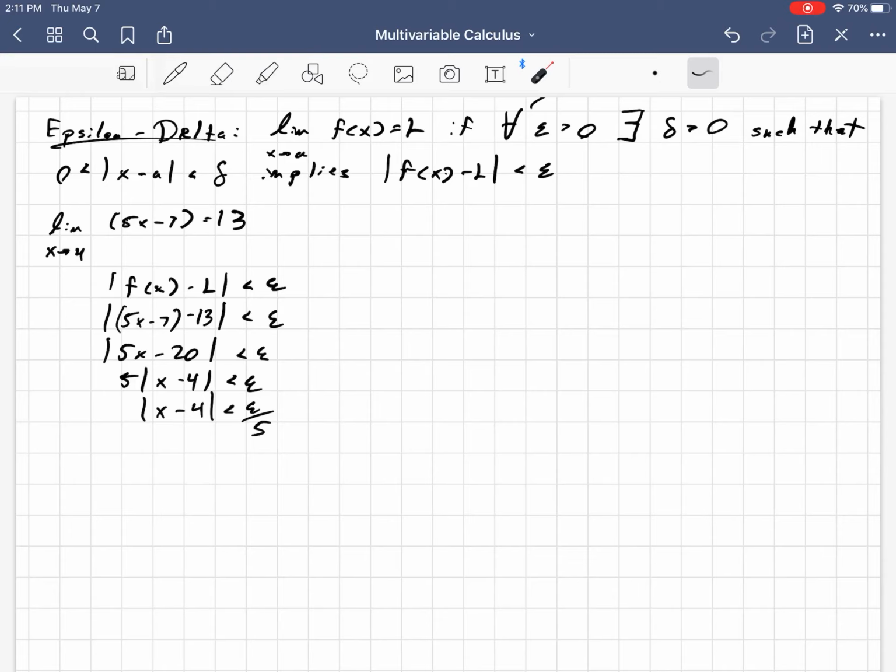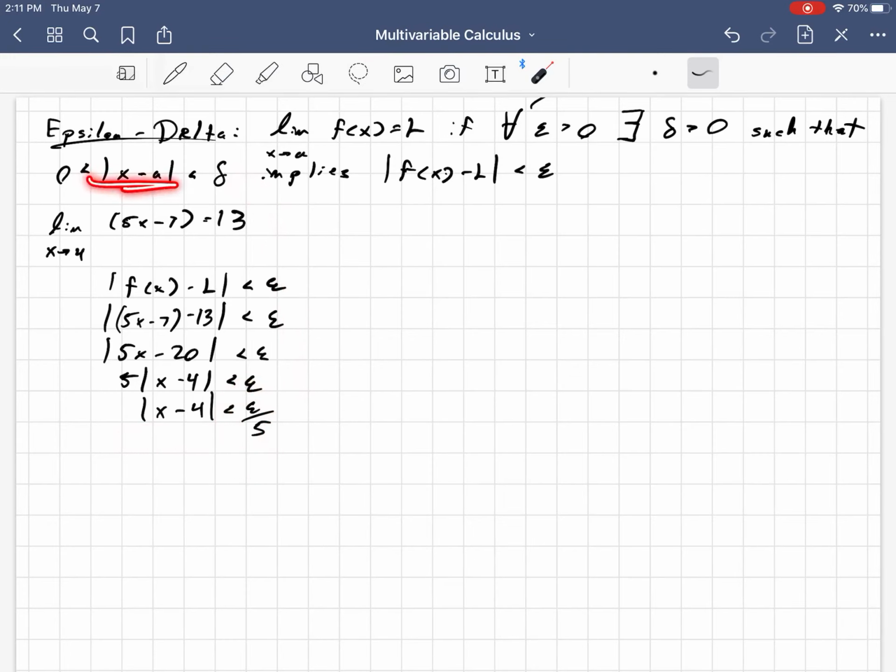And so that's exactly what I have. I have this f of x minus L, that's this, and then I have, in the end, see, my limit is approaching 4, so that's like my a right here. So this x minus 4 is exactly fitting this part right here of the limit definition.